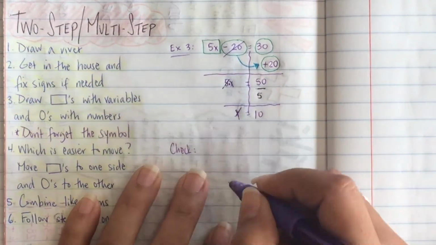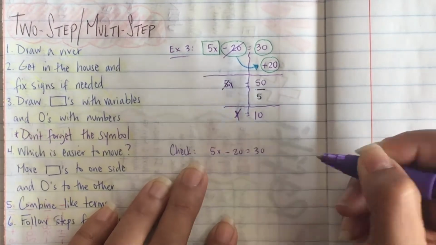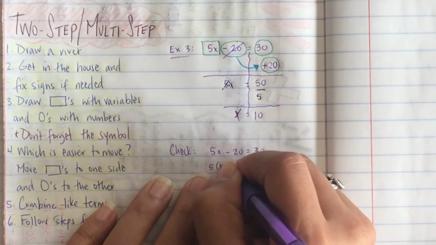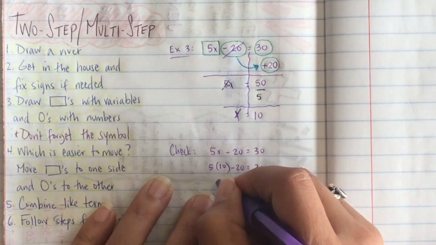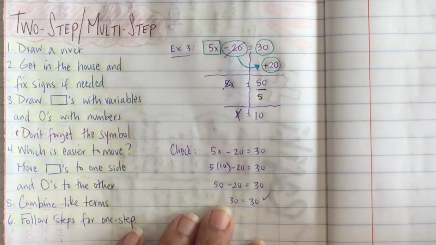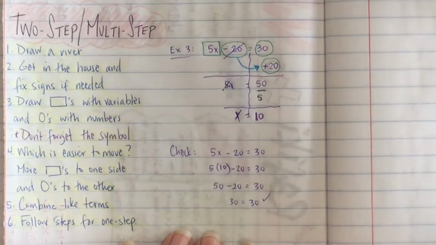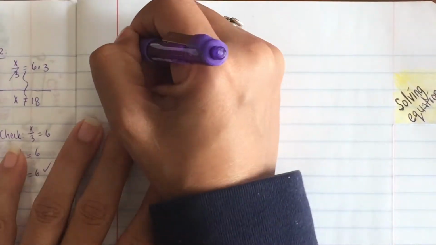We always check our answer in equations because it's easy to do. Rewrite the original equation, and wherever you see x, put in 10. All we're doing is replacing x with 10. 5 times 10 is 50 minus 20. 50 minus 20 is 30. 30 is equal to 30, so we are correct. Listening check. Color in 30 equals 30.